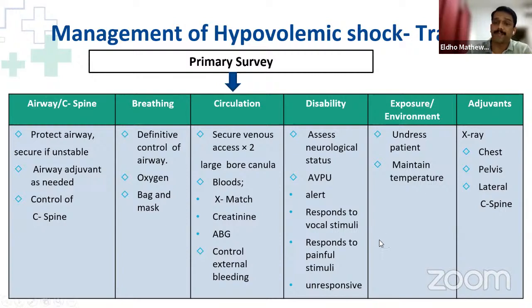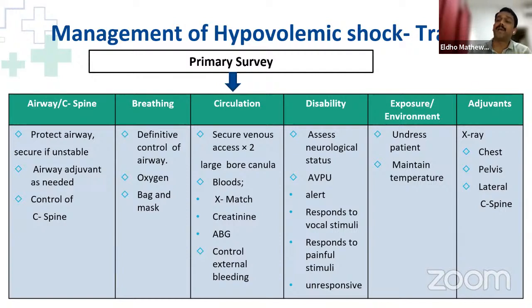And coming to the exposure and the environment, while undressing the patient, we should ensure the patient does not go into hypothermia. We have to prevent hypothermia. While we are undressing, we search for any other hidden trauma or hematoma.